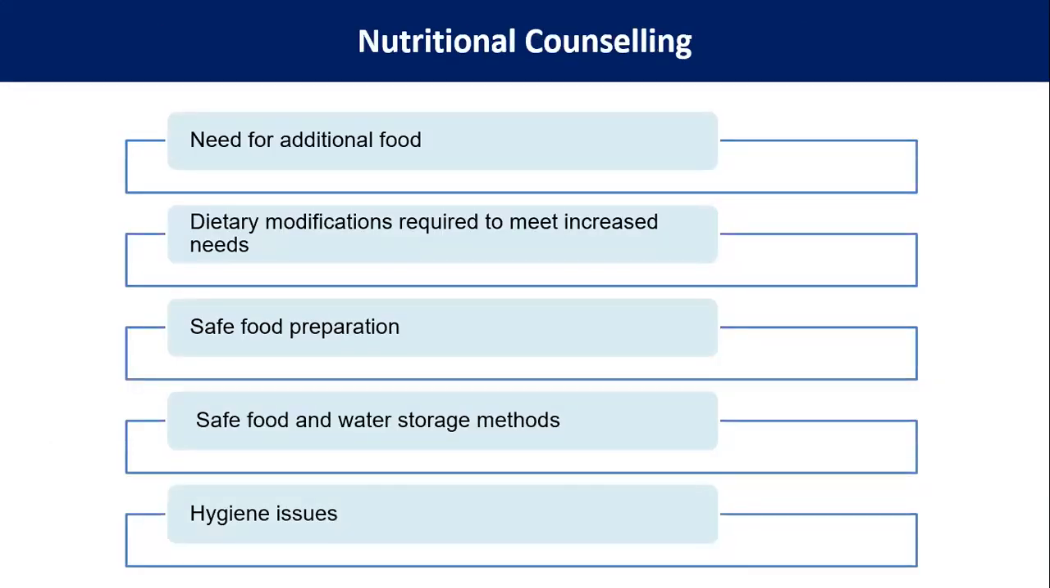So we need to counsel the caregiver and also the patient that there is increased need for additional food because childhood is a growing period. Second, the patient has an HIV infection with or without other opportunistic infections. And how we can modify our diets with the available food items in that area, that also we need to counsel. And how to prepare safe food, how to store the safe food along with the water safely, and how to use proper hygienic ways to prepare food.